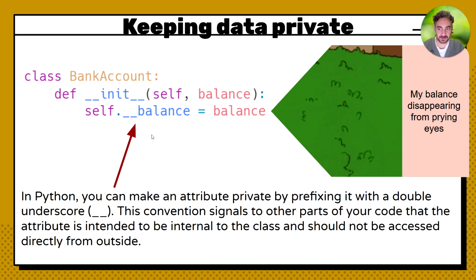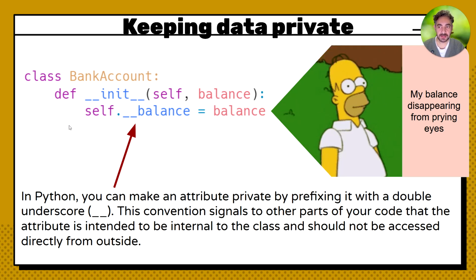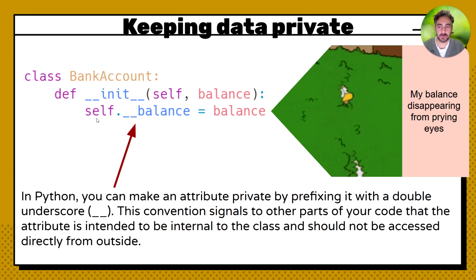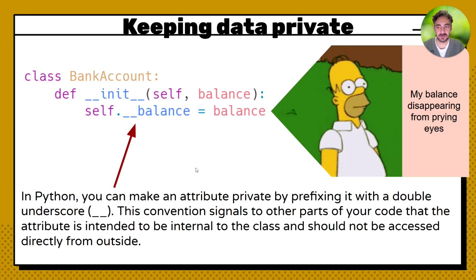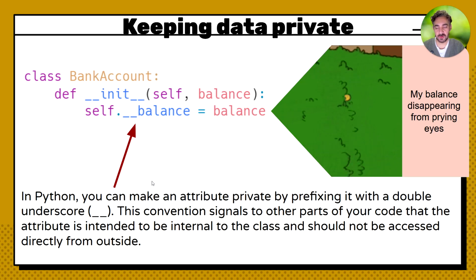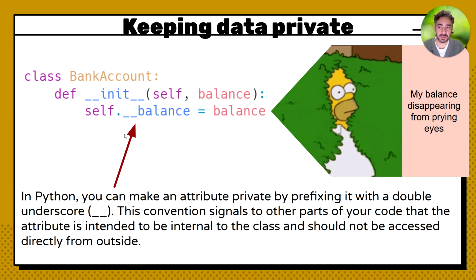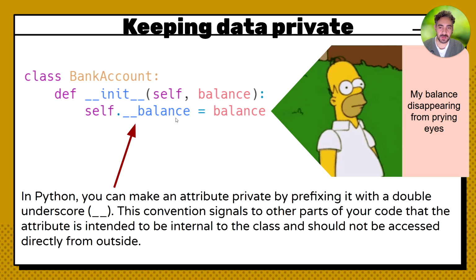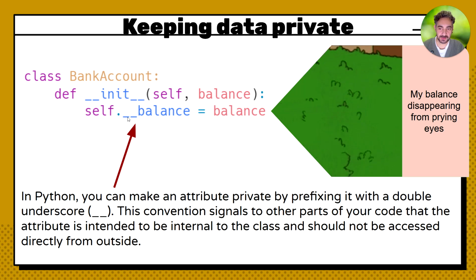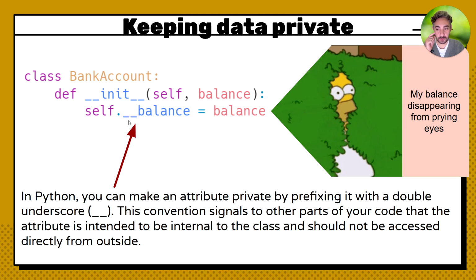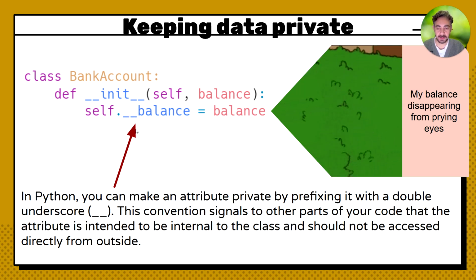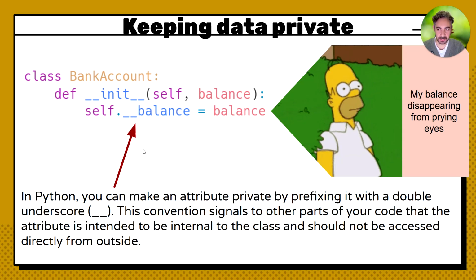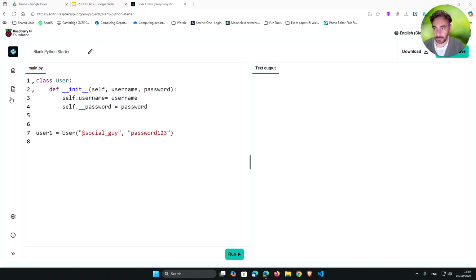Now, in this case, what we have is a simple example of a bank account. And we're just assigning the value of balance to make a point, just to show how it's done. What you can see here is that when we assign balance to itself, we've got a double underscore, and that makes the attribute private. Now, it doesn't mean that you can't access it, but you wouldn't be able to directly access it from outside. Let's do an example of this.